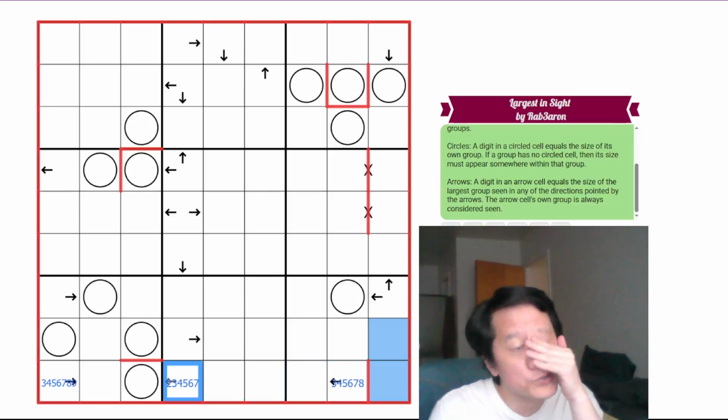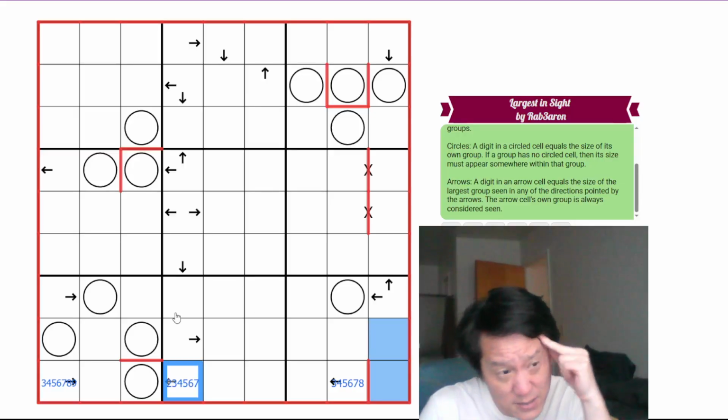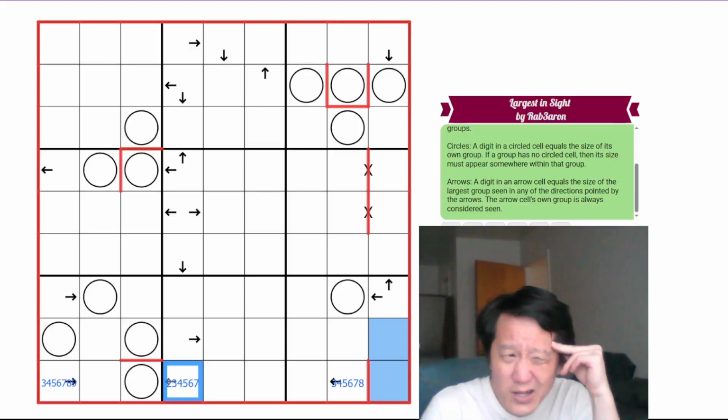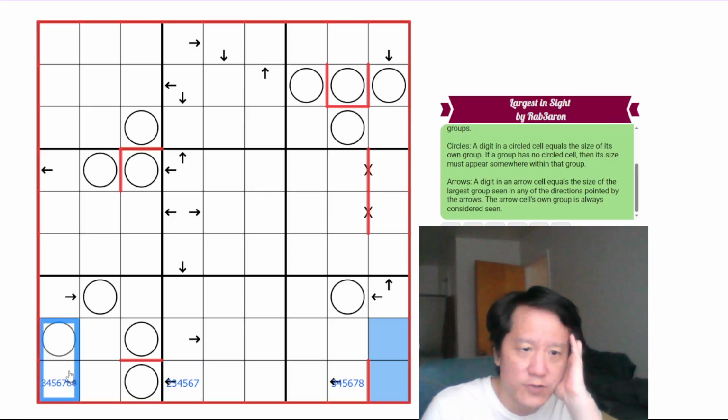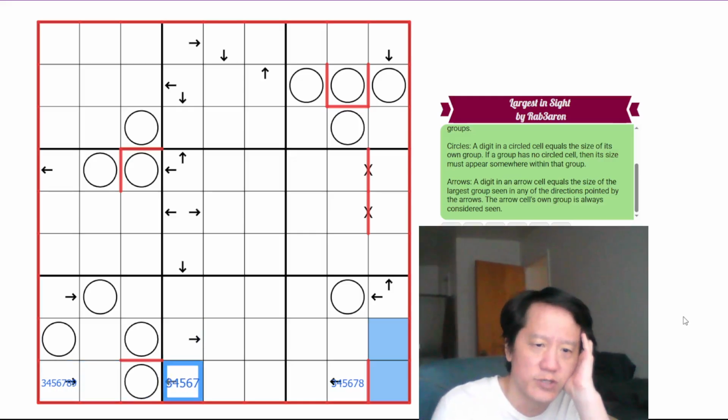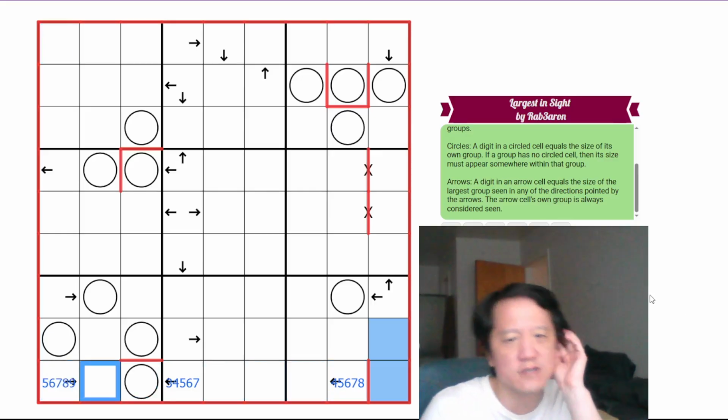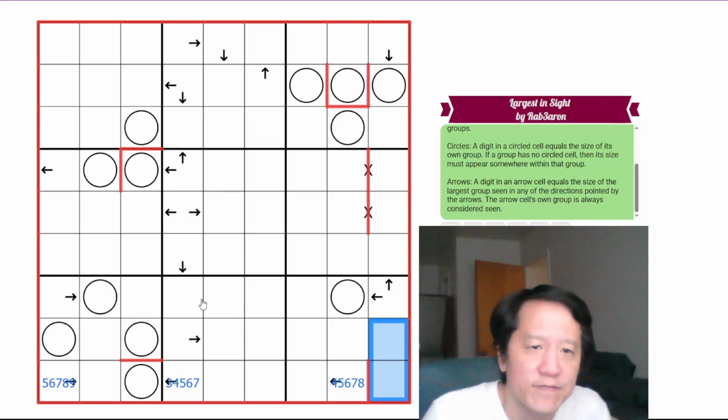Can it be 2? No. Because for 2, you have to have a 2 in its group. So it would be 2, and so this can't be size 2. It could be size 3. This can't be 3. This can't be 3 or 4. It's size at least 5.